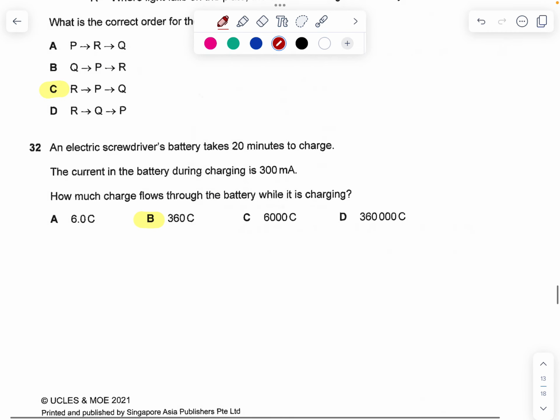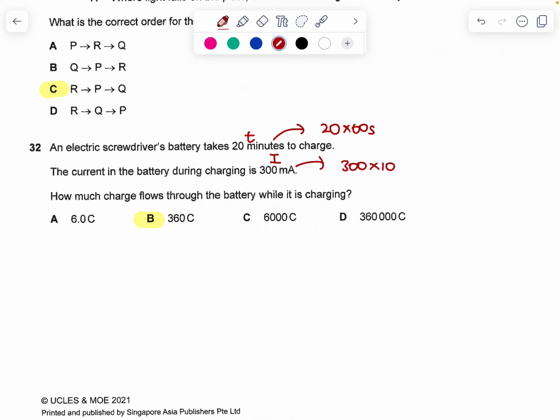Next, question 32. Electric screwdriver takes 20 minutes to charge. The current in the battery is 300 milliampere. Take note that we must convert all to the SI units. So 20 minutes times 60 seconds, 300 milliampere is 10 to the power minus 3 ampere. Using the formula Q equals to IT.